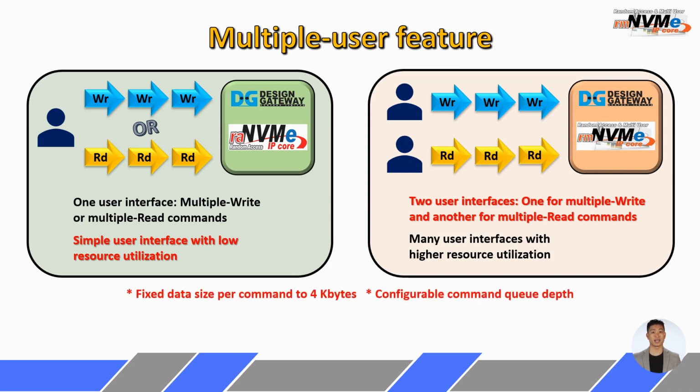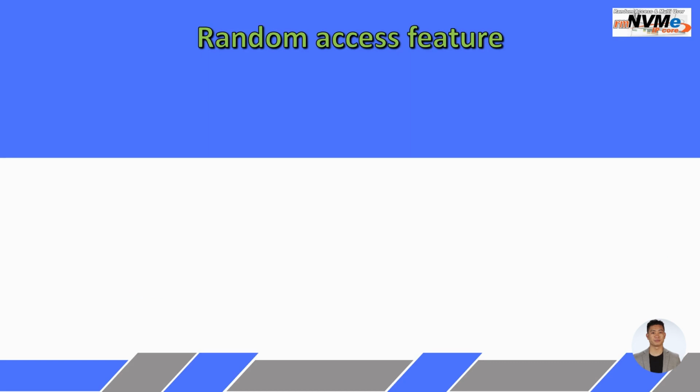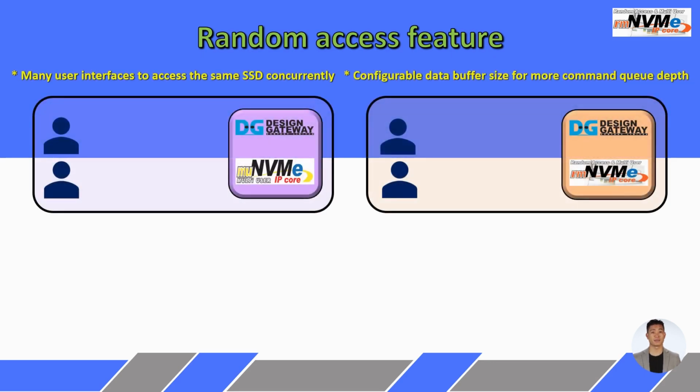Both rmNVMe-IP and our rmNVMe-IP for Gen 4 have a fixed data size per command of 4 kilobytes and offer configurable command queue depth to balance performance and resource utilization. For systems that require multiple user access to the same SSD at the same time, 2 IP solutions are proposed, munVMe-IP and our rmNVMe-IP. Both IPs have multiple user interfaces and a configurable buffer size to optimize resource usage and performance.